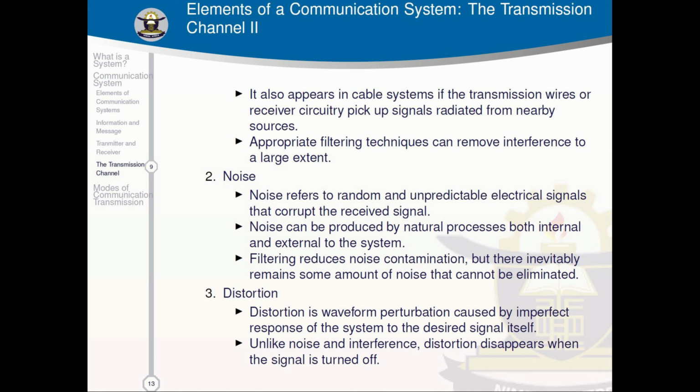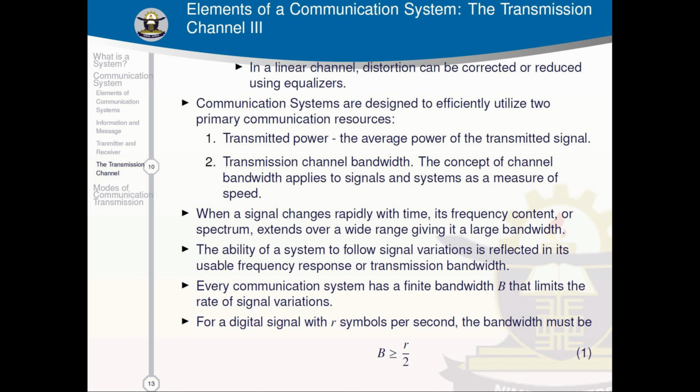Distortion, unlike noise and interference, is a wave perturbation that is caused by imperfect response of the system to the desired signal itself. When the system does not respond to the input signal very favorably, distortion occurs. It's easy for the distortion to disappear when that signal is turned off. In a channel with a linear response, distortion can be corrected or reduced by using equalizers. The equalizer is simply a system that is able to isolate certain frequencies and either increase or decrease them.